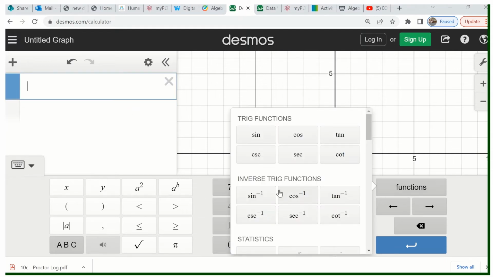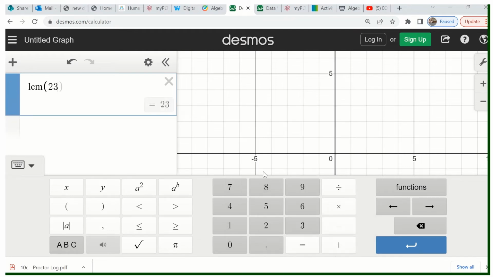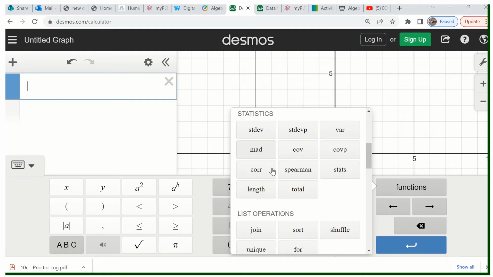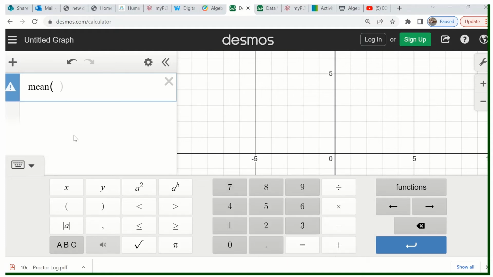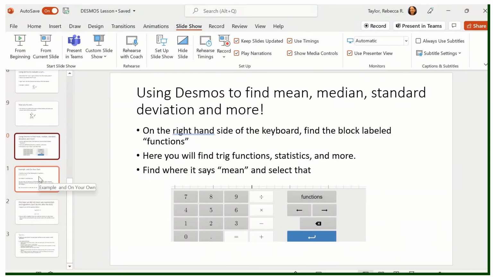I'm just having fun here. If I go to least common multiple and I do, let's do 6 and 9. Oh, look, the least common multiple is 18. So if you need to find the least common multiple, look at that. I'm just kind of having fun here. All right, so what did I tell you to do? I told you to go to statistics and find mean. Okay, there it is. So go find mean. Sorry for that digression. I get distracted having fun.